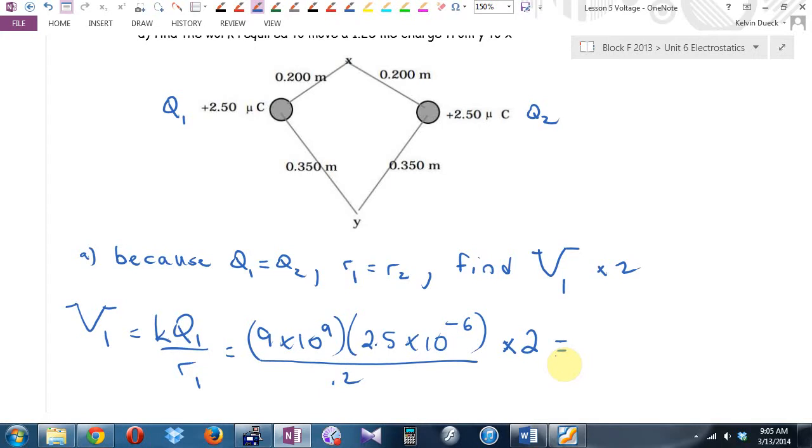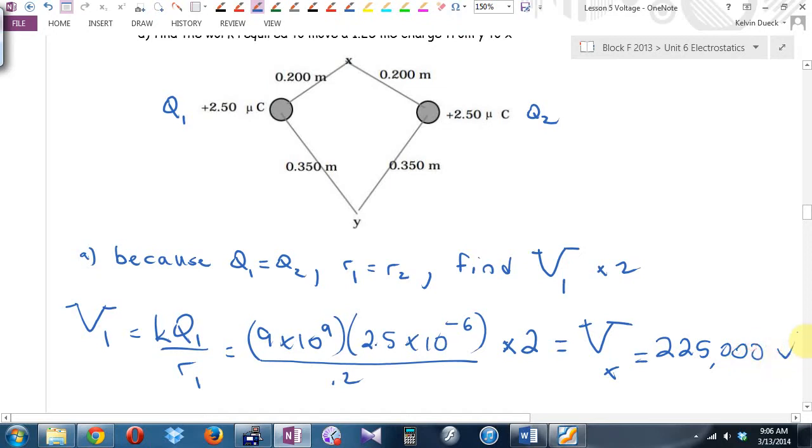What do you get? How many volts at location X? If you put a voltmeter at location X, what potential would it read? Sorry? That's after you doubled it? 200, okay, times 2, 225,000. So at location X, you know what? I called this voltage 1, and then I've gone times 2. So let's say this is going to give us voltage X, which is 225,000 volts. Direction, scalar.